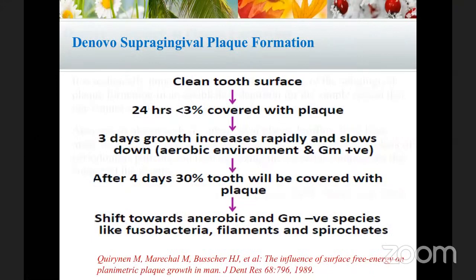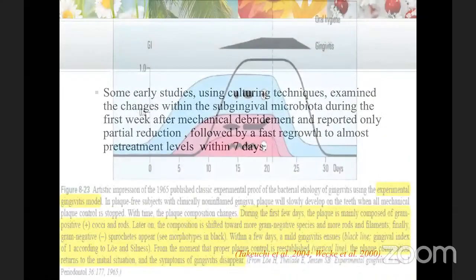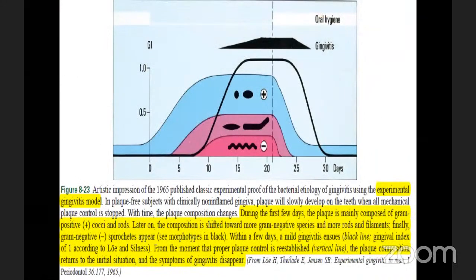This is about de novo subgingival plaque formation, and how plaque formation proceeds as time goes on. I want to describe the classical study of Löe et al. of 1965 on Sri Lankan tea laborers. This is the artistic impression given by Löe in his experiment.